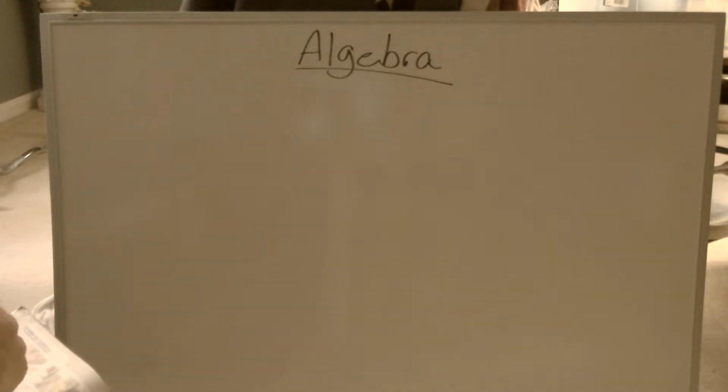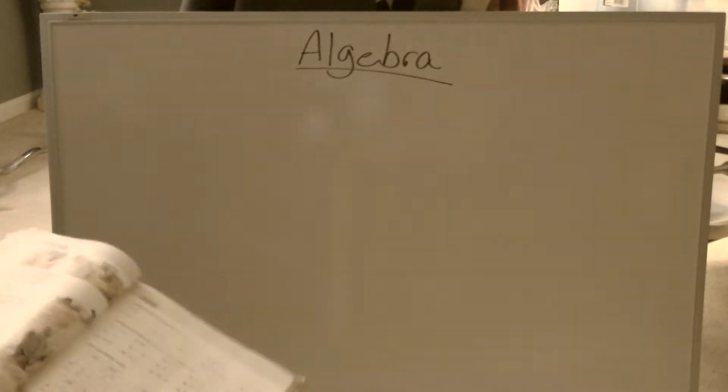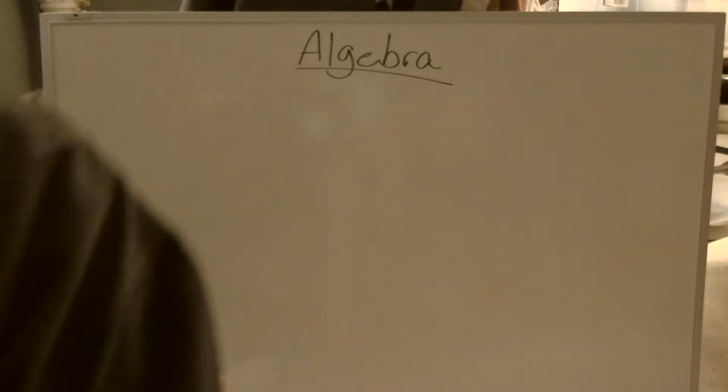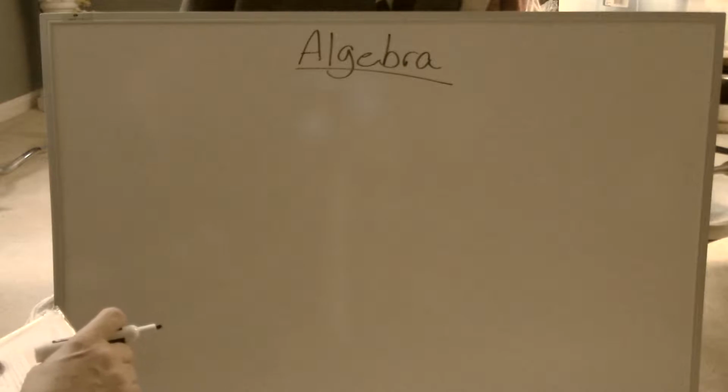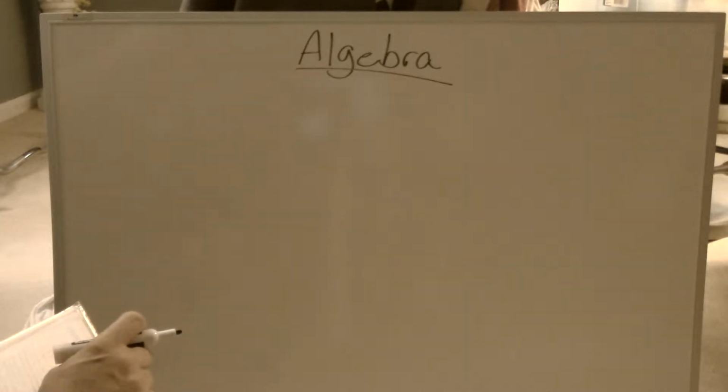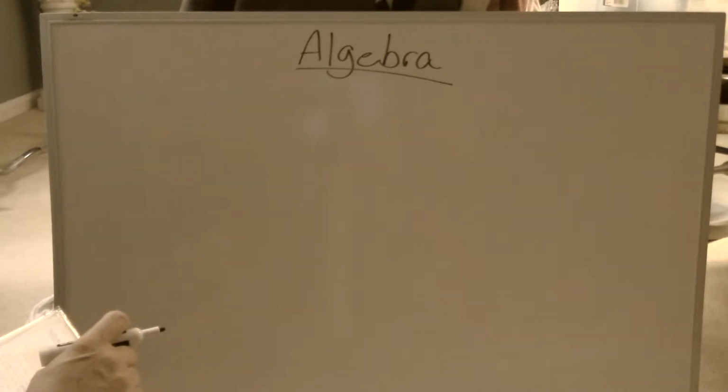Today we're going to talk about algebra. We're going to go to the very beginnings of algebra. The beginnings of algebra are quite simple. One of the first things you have to realize is that in algebra there is always a thing called a variable.